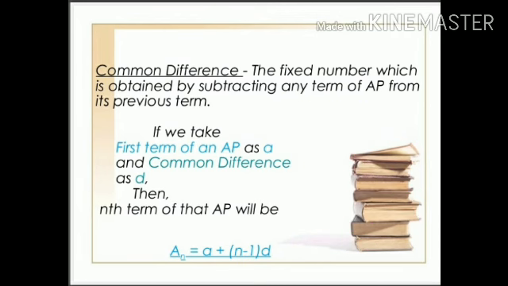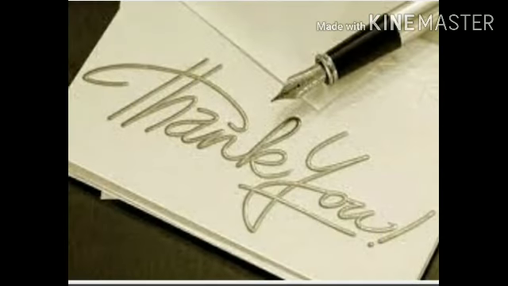Okay, dear students, if we take the first term of an AP as small letter a and the common difference as small letter d, then the nth term of that AP will be, write down, an equals a plus n minus 1 into d. This is very important, dear students. So that is an equals a plus n minus 1 into d.